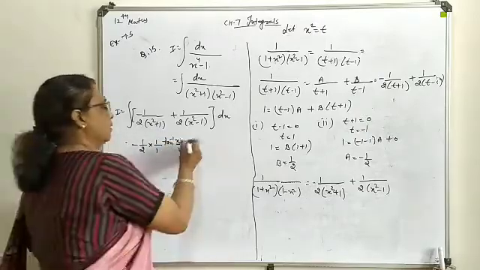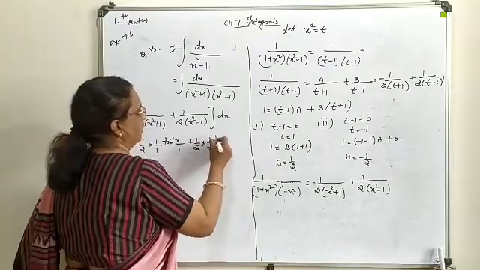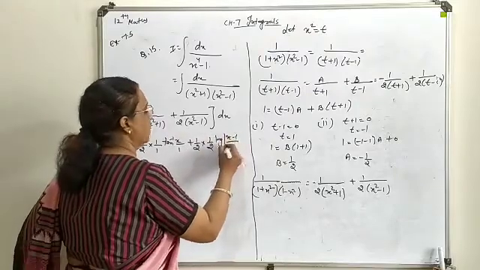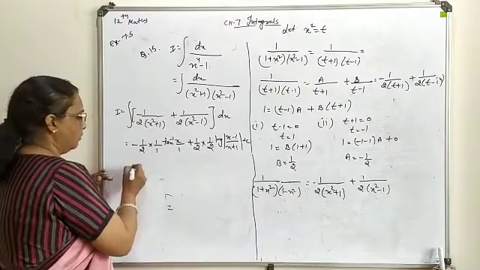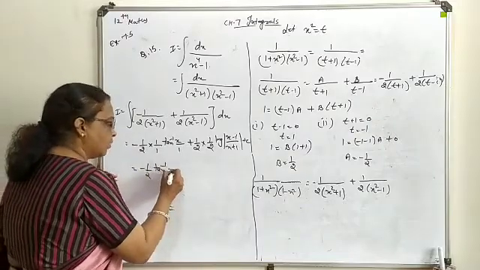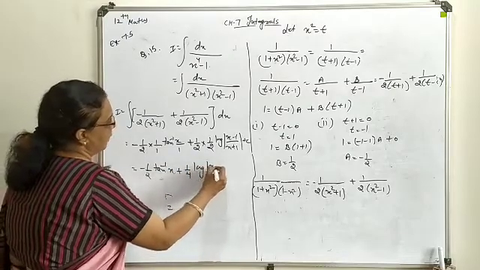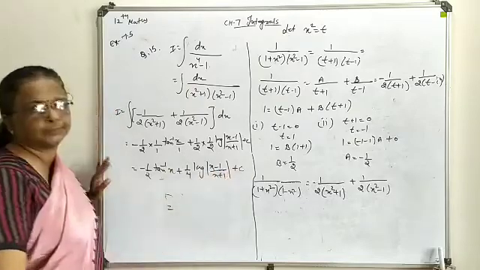Now next is 1 upon 2, because of the formula. This is log, a means 1, no need to write. x minus 1 upon x plus 1. This is the constant. Now make an arrangement of the terms. It is minus 1 upon 2 tan inverse x only, and this is 1 upon 4 log of (x minus 1) upon (x plus 1) plus c.